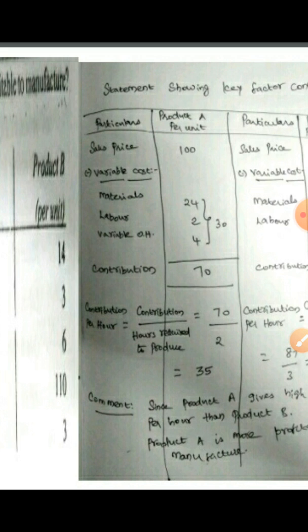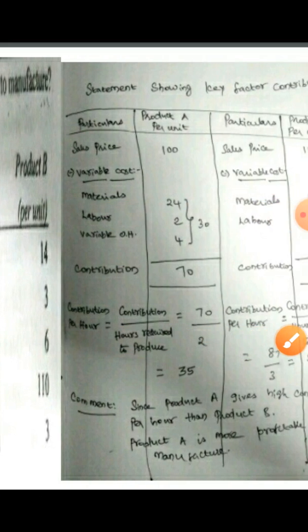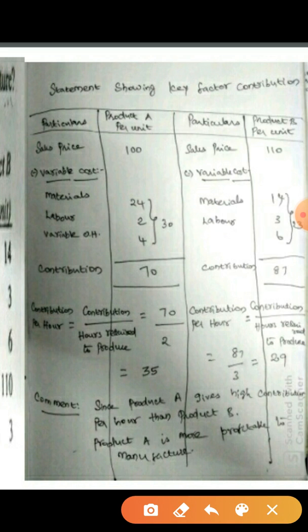The reason behind finding the contribution per hour is that in this question you have been given an additional statement: assume time as the key factor. That is why, in this kind of question, after finding your contribution, you will have to find the contribution per hour. The formula will be contribution divided by hours required to produce.